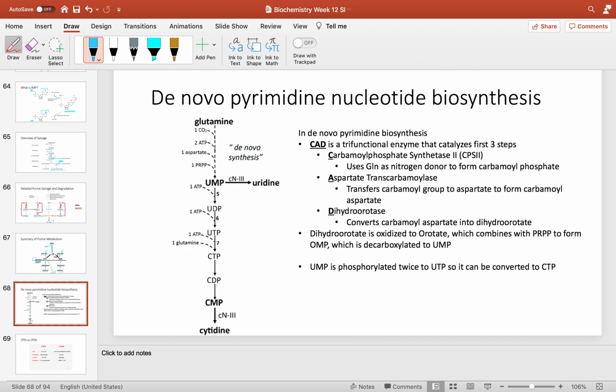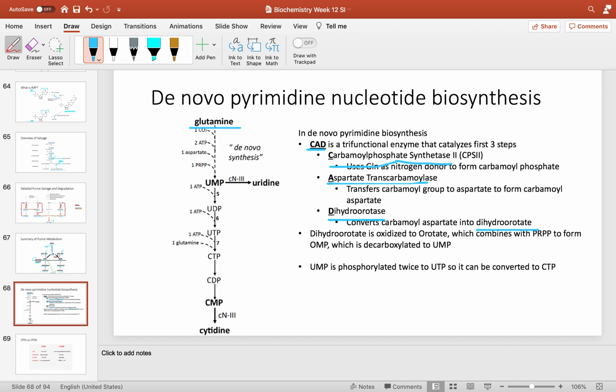Alright, so now let's look at de novo pyrimidine biosynthesis. So this one is a bit more interesting. In this case, the first enzyme is called CAD. CAD is a trifunctional enzyme, which means it has 3 domains that catalyze the first 3 steps of pyrimidine biosynthesis. The C stands for carbamoyl phosphate synthetase 2. This should ring a bell since we covered CPS1 last time during the urea cycle. The A stands for aspartate transcarbamoylase. And the D stands for dihydroorotase. So these 3 components will be used to convert glutamine into dihydroorotate.